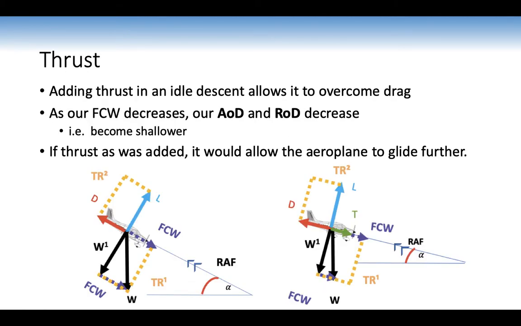So, adding thrust. We've already looked at this in a glide. In our descent it allows us to overcome some of that drag, as we mentioned. As our forward component of weight decreases, our angle of descent and rate of descent decrease, i.e. it becomes shallower. If we had enough thrust, as in the start image, we can go back to straight and level flight. And if thrust was added, it would allow the aeroplane to glide further. So if we went idle descent, but we add a little bit of thrust, that's why the angle of descent and rate of descent decrease, so it increases our range.